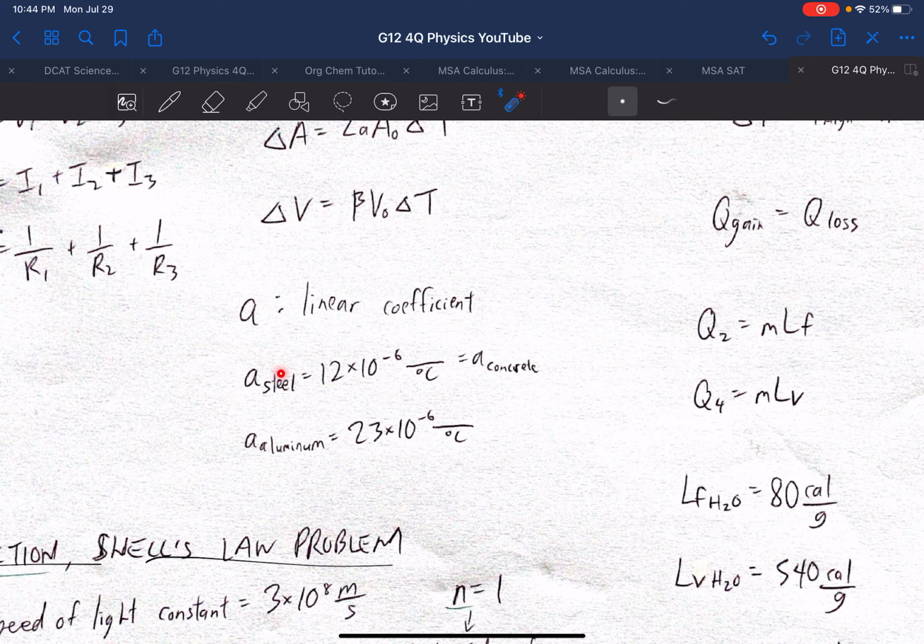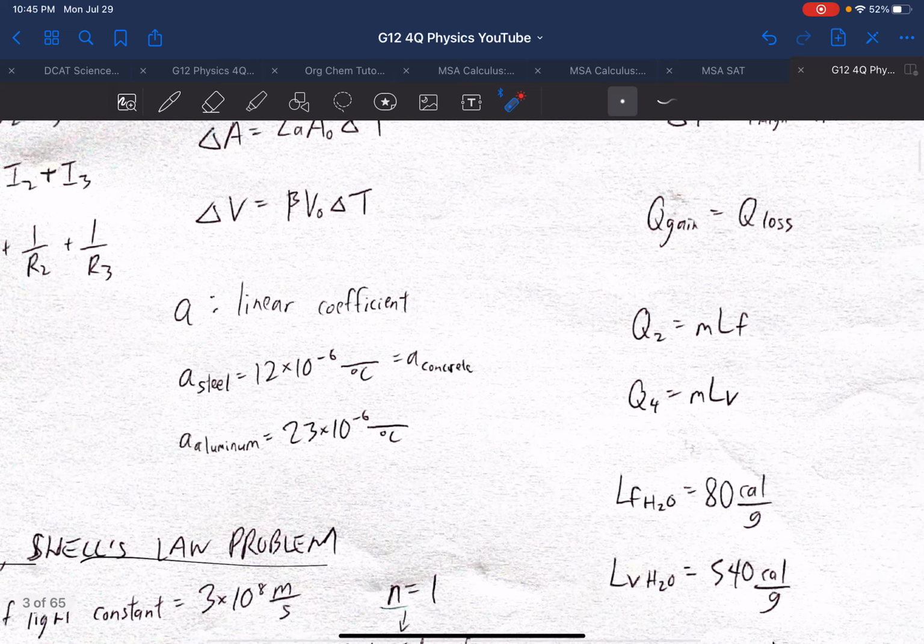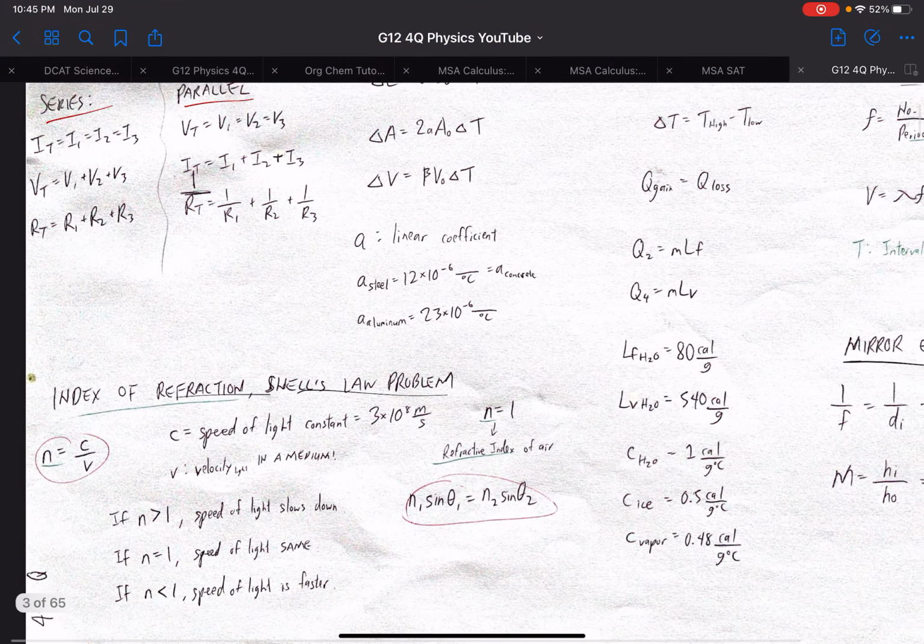The linear coefficient of steel is 12 times 10 raised to negative 6. The unit is over degrees Celsius for some reason. There is a reason for that, definitely, I just don't remember it right now. At the same time, it's also the linear coefficient value of concrete. For aluminum, it's 23. For steel, it's just 12. Aluminum, 23. That's one way to memorize it.